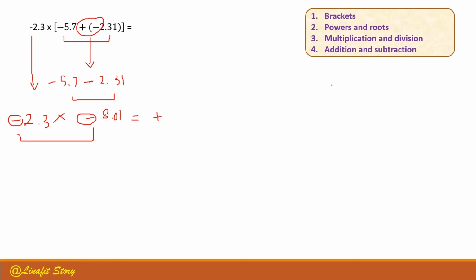So now let's count. Put the greater number on the top. So 8.01 times 2.3. 3 times 1, 3. 3 times 0, 0. 3 times 8, 24. 2 times 1 is 2. 2 times 0 is 0. 2 times 8 is 16.